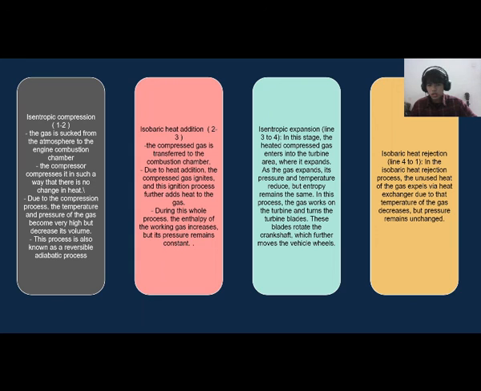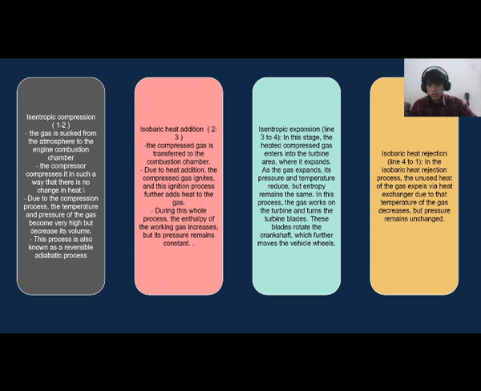Isentropic expansion, line 3-4. In this stage, the heated compressed gas enters the turbine area, where it expands. As the gas expands, its pressure and temperature reduce, but entropy remains the same. In this process, the gas works on the turbine and turns the turbine blades. This blade rotates the crankshaft, which further moves the vehicle wheels.